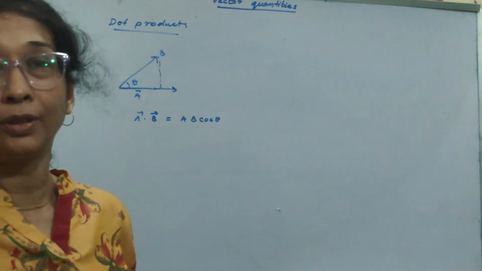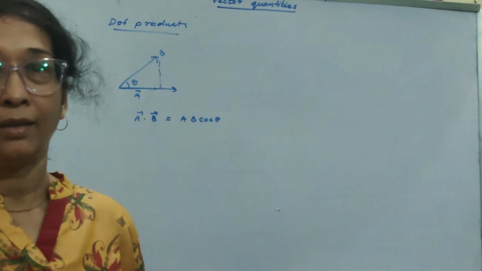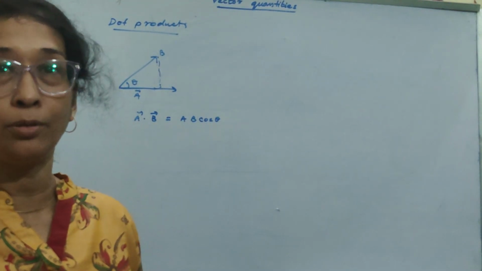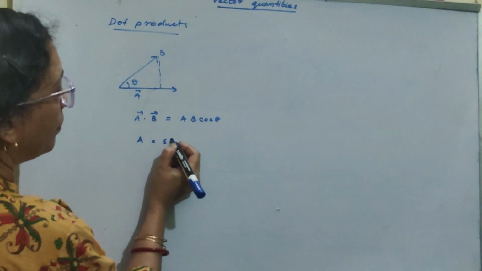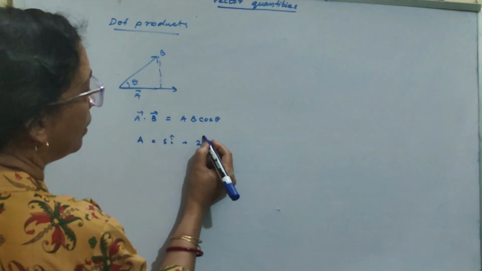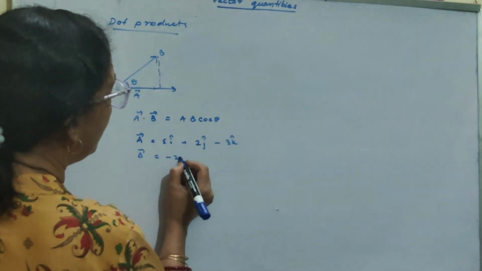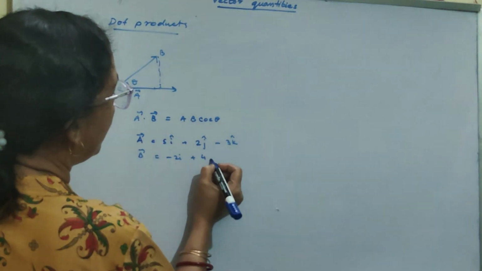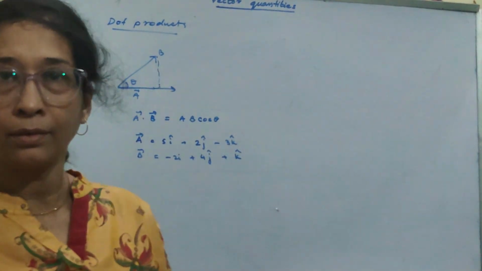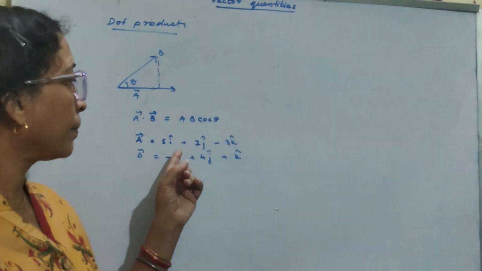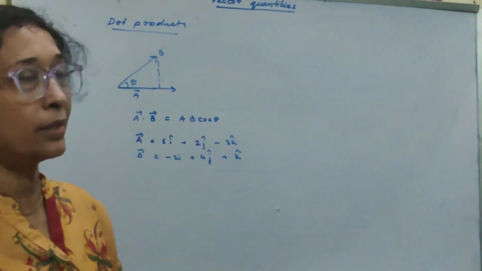And in the form of component vectors, like in the form of ijk, actually in the form of ijk it is very easy to use in three dimensions. In the form of ijk also, suppose A is equal to 5i plus 2j minus 3k and B is equal to say minus 2i plus 4j plus k. Now how will we find the dot product? We simply have to multiply the components in the form of dot product. But here there is a trick.